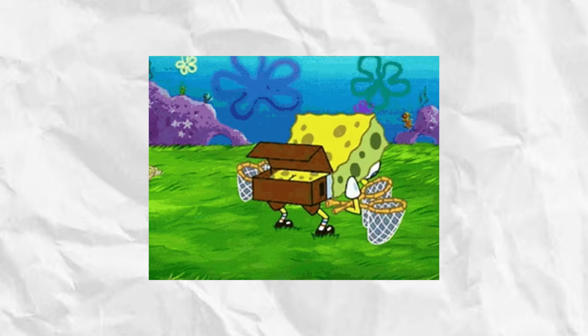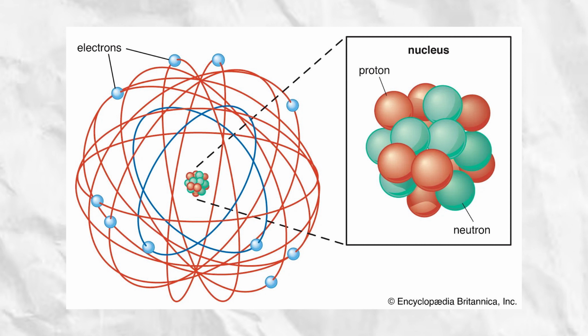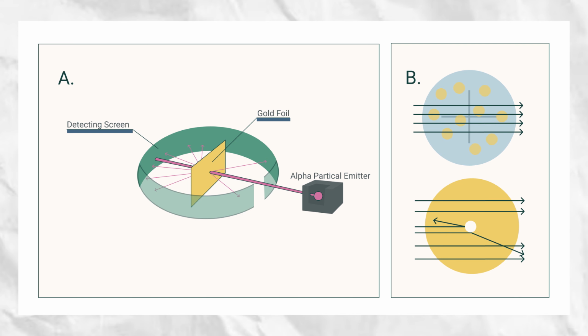But that wouldn't last for long, because in 1911, Ernest Rutherford, a physicist from New Zealand, postulated that atoms have a very small but very dense nucleus with electrons orbiting around it. Therefore, to test his theory, he devised the Geiger-Marsden experiment, which is what we will be exploring right now.